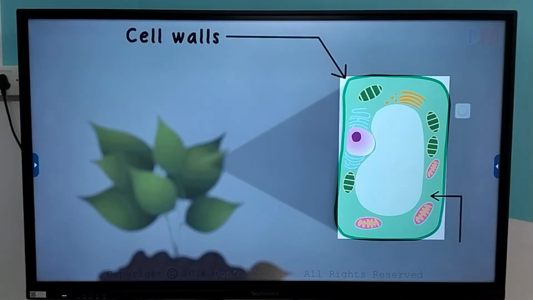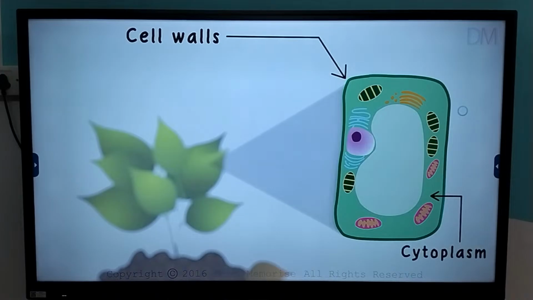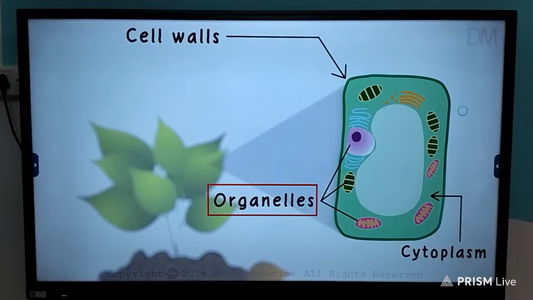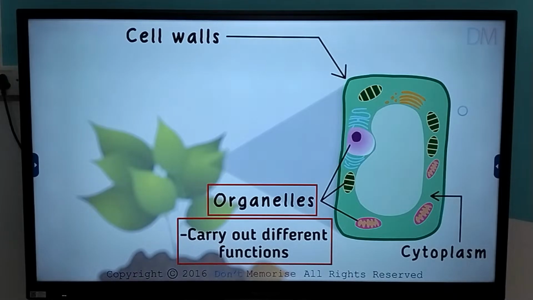Now look at this lighter region here. This lighter region here is the cytoplasm, which is a jelly-like substance in the cell space. Can you see these tiny parts in the cytoplasm? These are the organelles. What are they? Just like the human body has different organs, the cell has organelles. And just like the organs, each organelle has a different function. We will look at the organelles and their functions in another video.